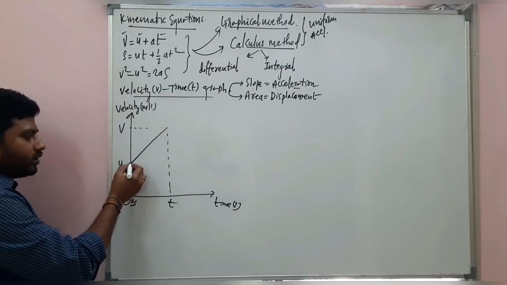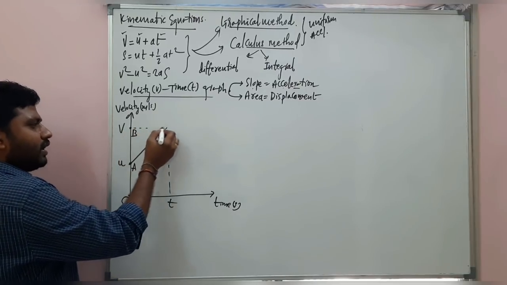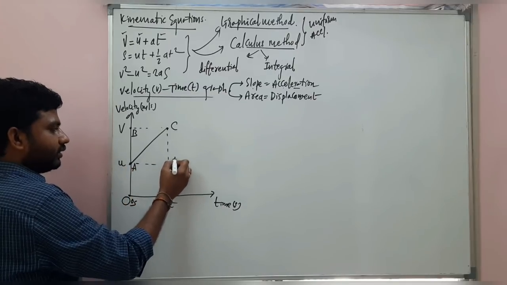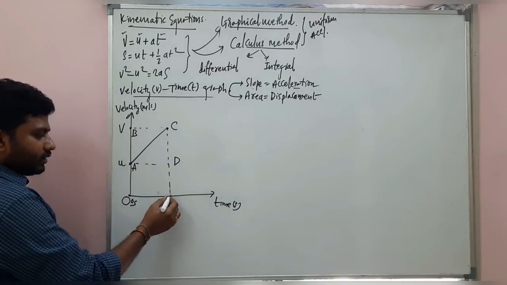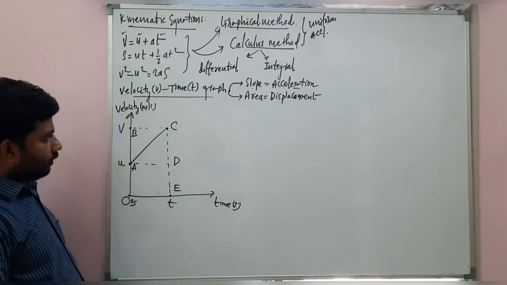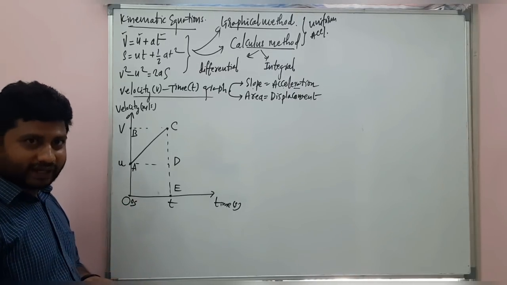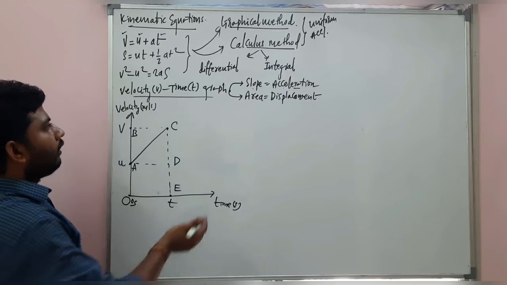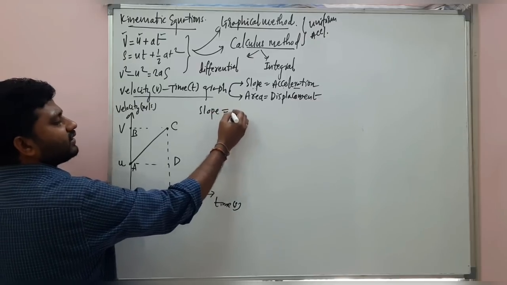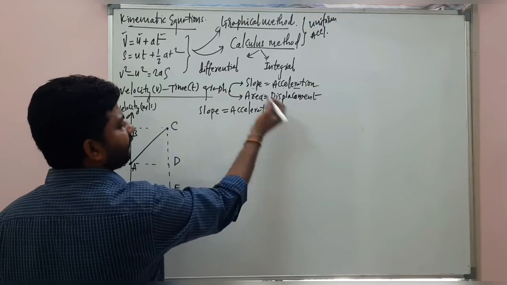This is O. This is the point I am naming A, this is point B, this is point C, this is point D, and this is point E. Okay. Now, my dear students, let's see how to derive the first equation of motion. I'm just taking this part. Slope of velocity time graph gives you acceleration. What is the slope of this graph?